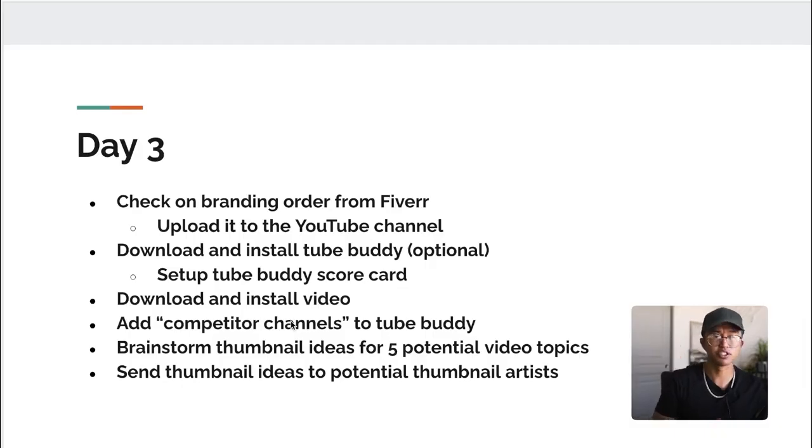But moving on from that, after you've added competitor channels to TubeBuddy, you're going to brainstorm thumbnail ideas for 5 potential video topics. So those 5 topics that you sent to your scriptwriters, you're going to start coming up with thumbnail ideas for them, and then send those ideas to potential thumbnail artists. Since we're working with 5 videos here, ideally you want to work with 2 to 5 thumbnail artists and send them each a thumbnail concept and see how it works.